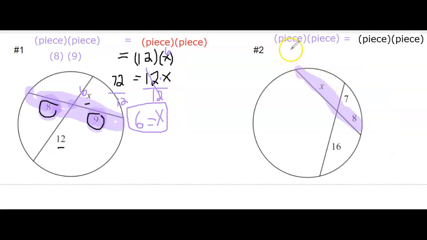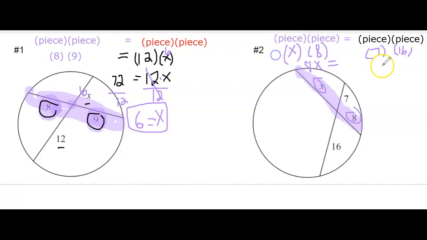So I'm going to fill in piece times piece. x times 8. Do you get that? That's this piece times this piece. So x times 8 is 8x. 8x equals the other two pieces multiplied, so 7 times 16. Figure out what 7 times 16 is.